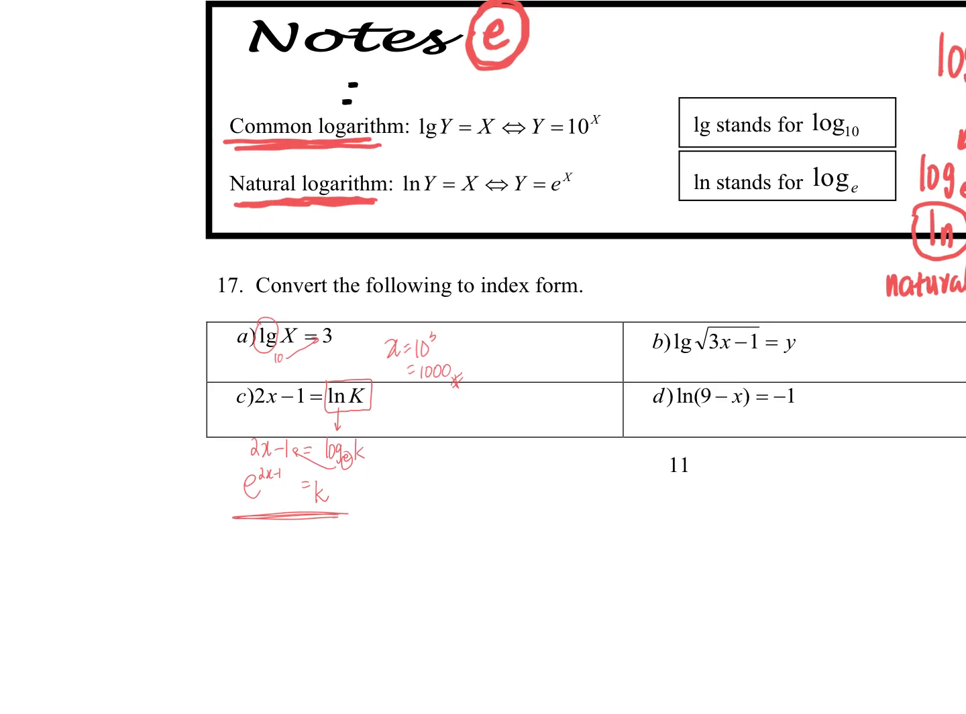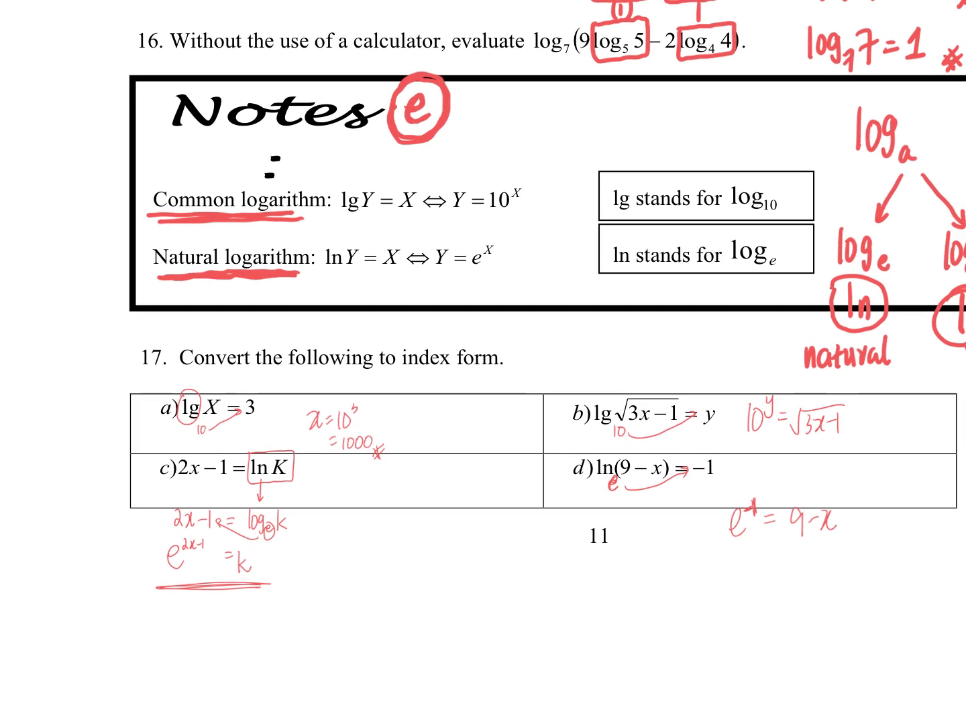Then this one, base 10, right? So push it up, it is 10 to the power of y equals this thing. They never ask you to solve, they only want you to change to index form. So this one is base e. Push it up, e to the power of minus 1 is 9 minus x. So get used to this pushing up method so that you can change it to index form easily. Nothing very different here. For example, if they write ln, can we write it as log base e? Can.